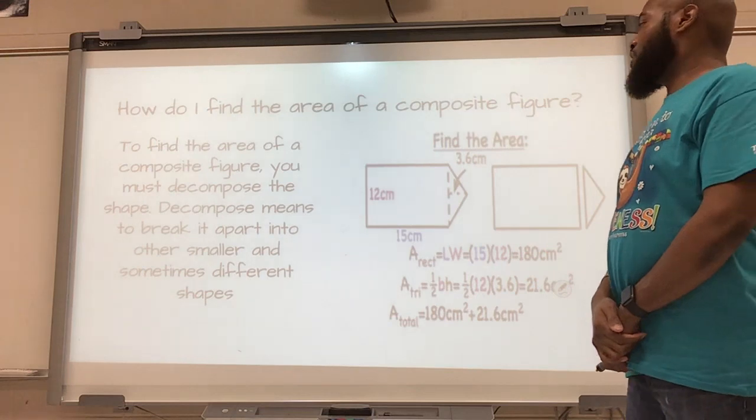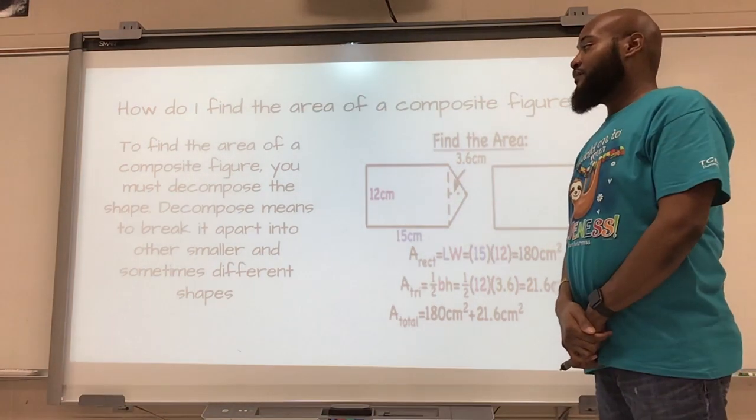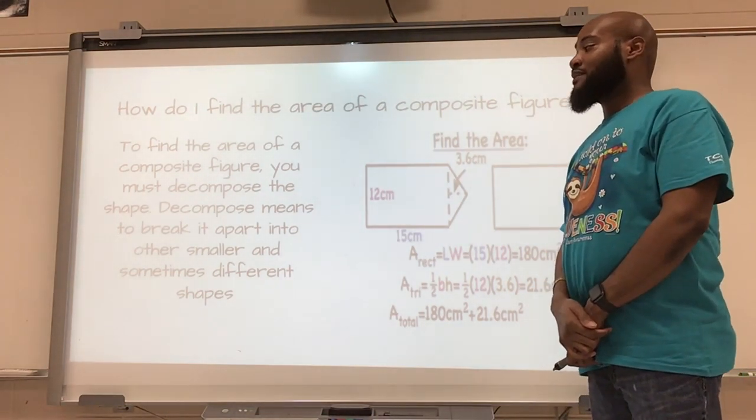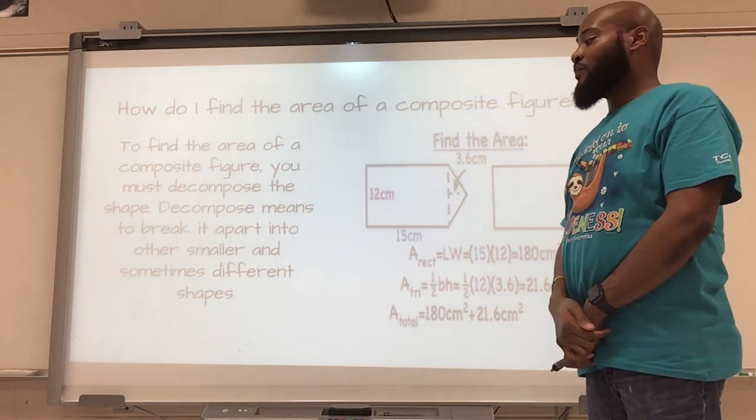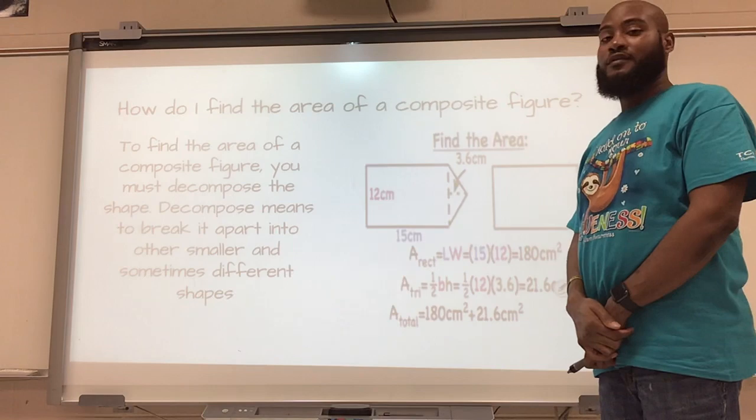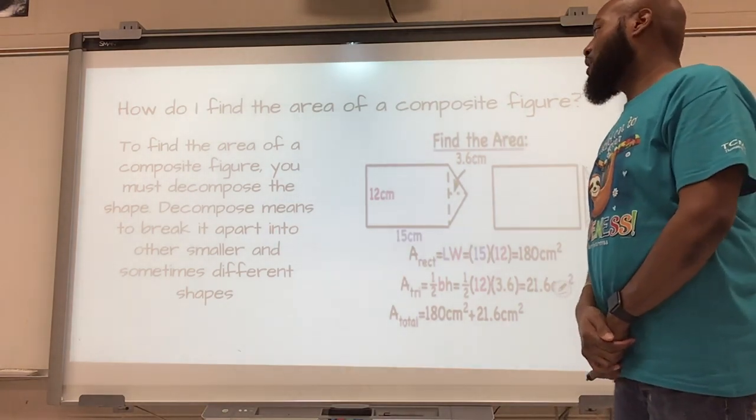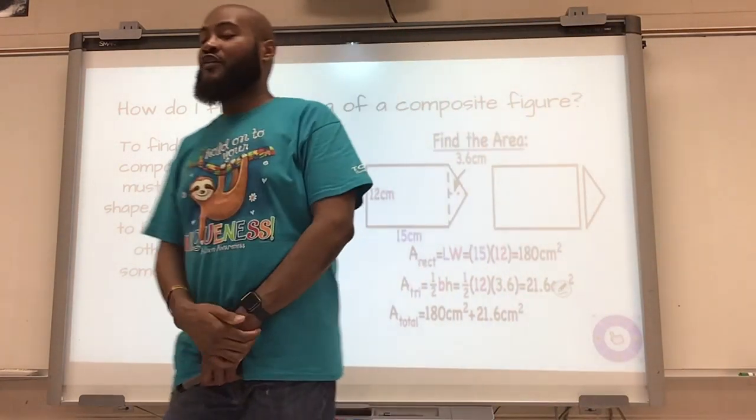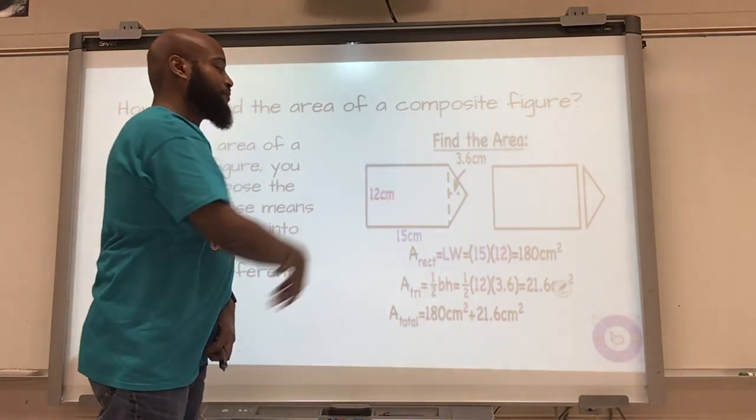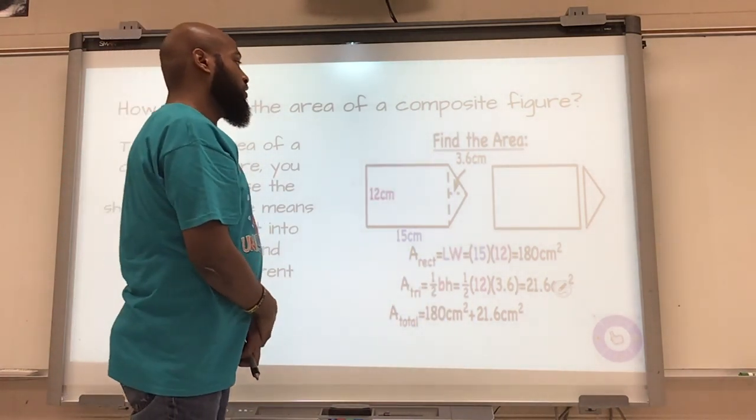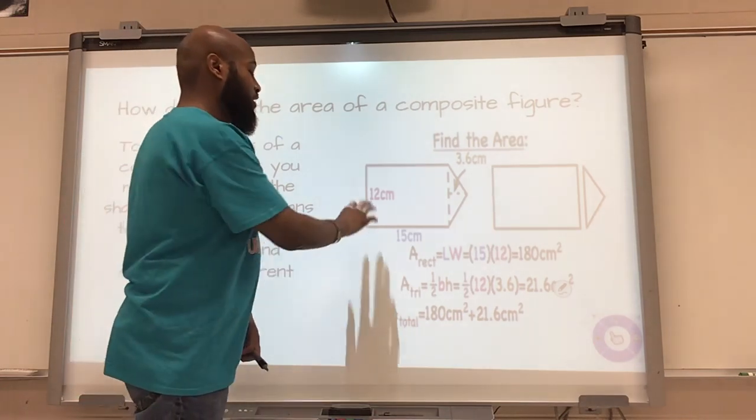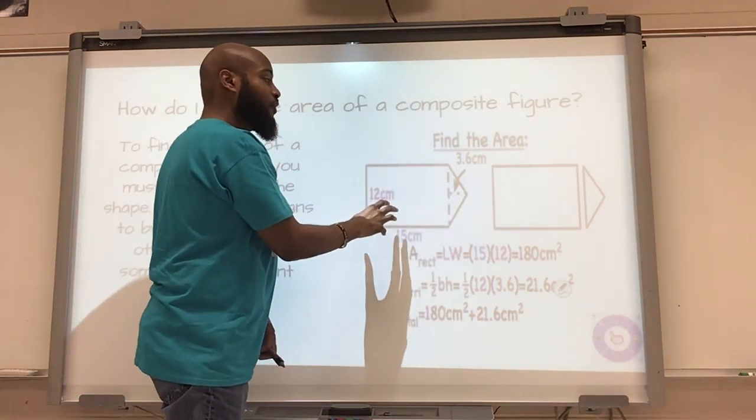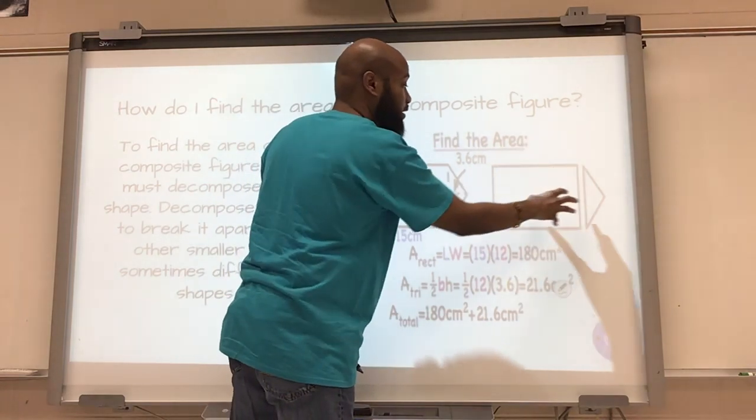How do we find the area of a composite figure? To find the area of a composite figure, you must decompose the shape. Decompose means to break it apart into smaller or sometimes different shapes. Right here we have a figure on our right. To find the area, we're going to have to decompose it. This is the figure that is already composed. This is the figure that's decomposed.